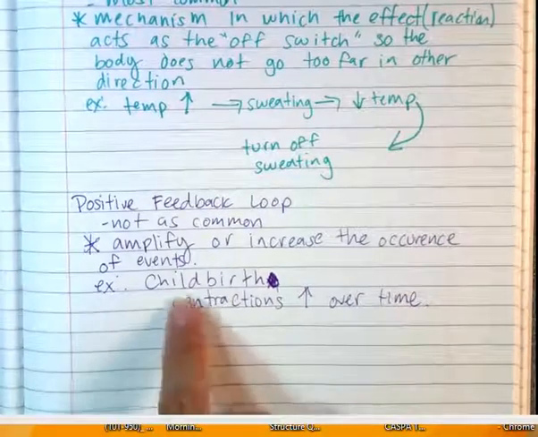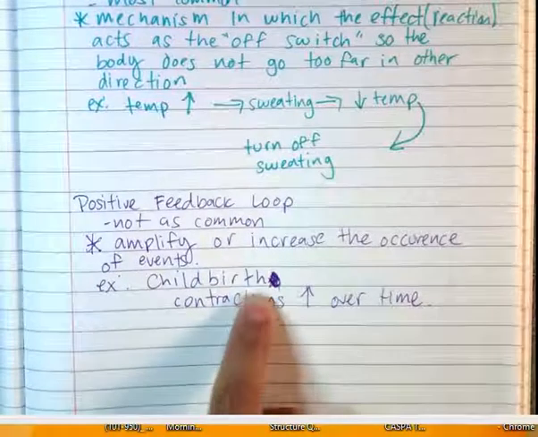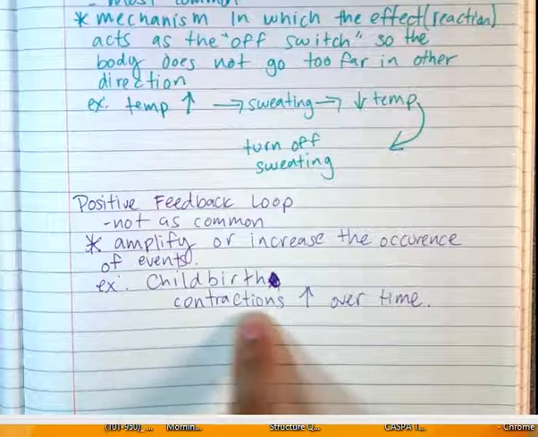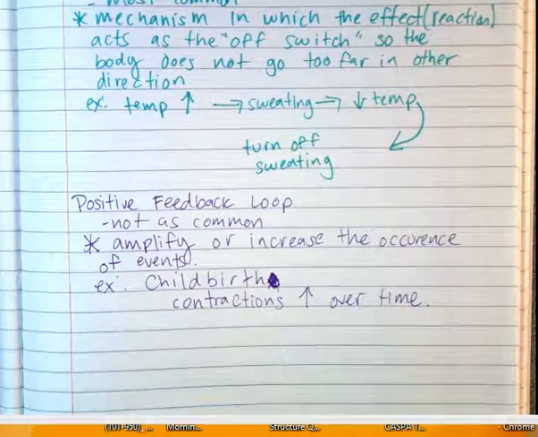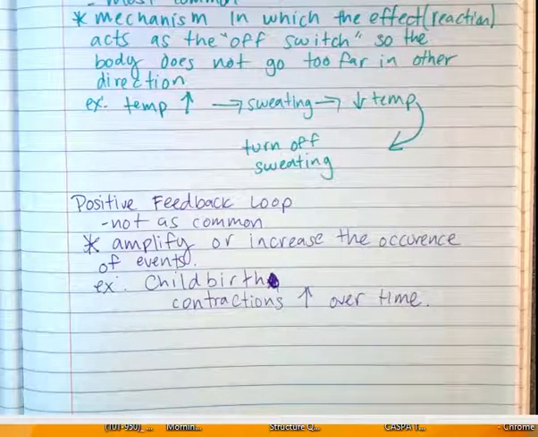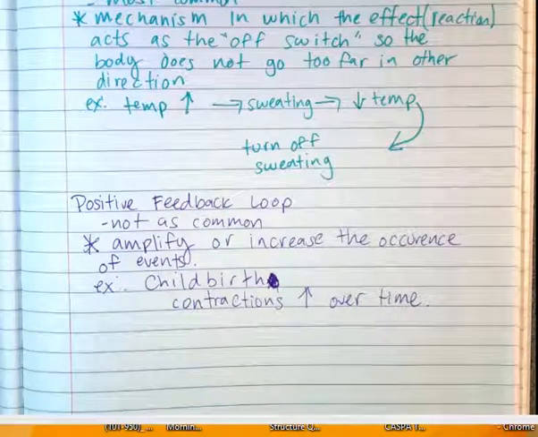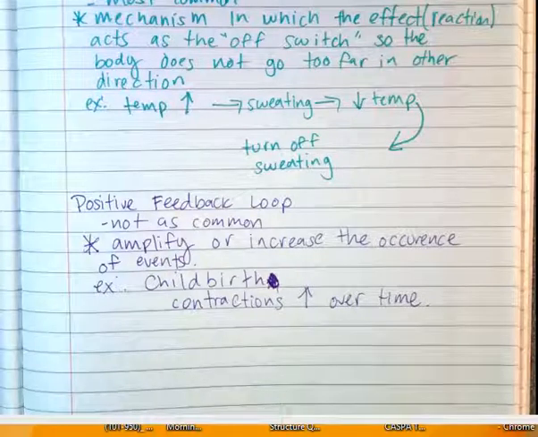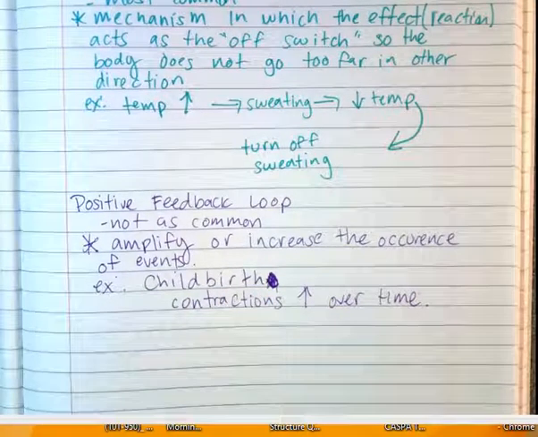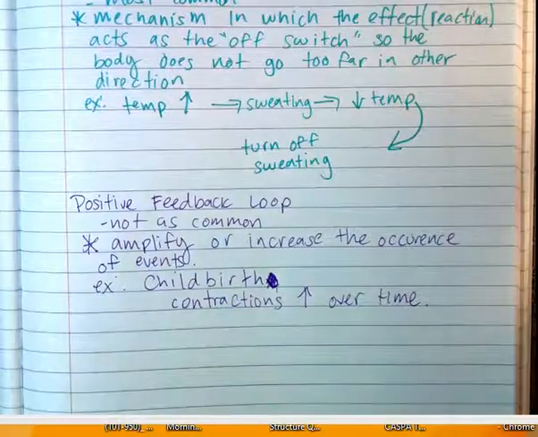The reason that childbirth is considered positive feedback is because once a woman goes into labor, the contractions are going to keep increasing over time. There are a couple other examples of positive feedback, maybe like blood clotting, whenever you get a cut. But childbirth is probably the most common example that you'll see out there.